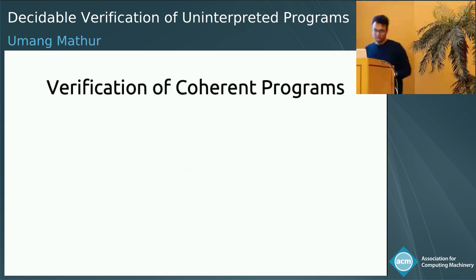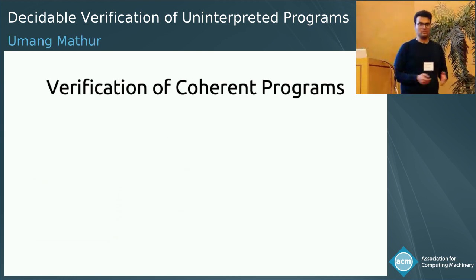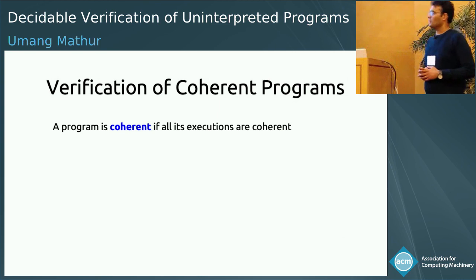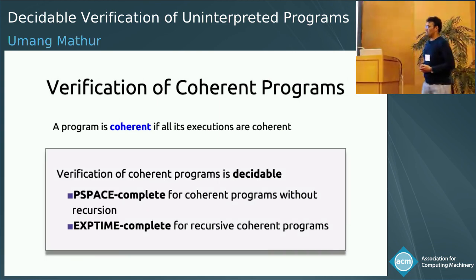Okay, so now let's look at the main result of the paper. A program is coherent if all its executions are coherent. And the main result of the paper is that verification of coherent programs is decidable. It is PSPACE complete when you do not have recursive function calls, and in the presence of recursive function calls, it is EXPTIME complete. So notice that this complexity is the same as that of Boolean programs.